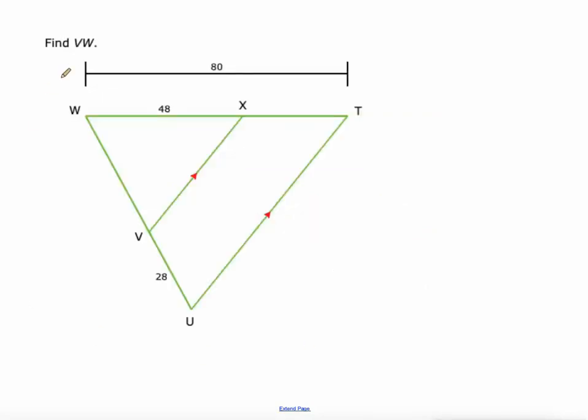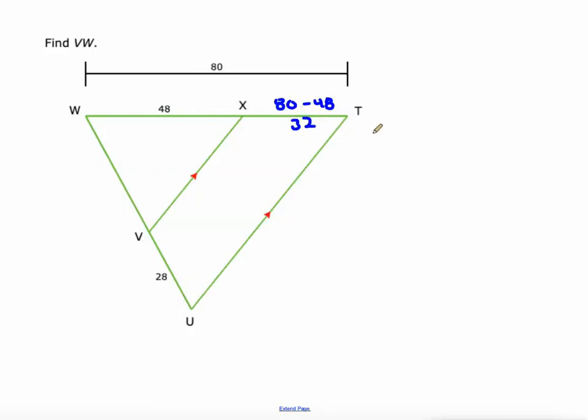One more. All right, so this time we're given an entire length of WT. We're trying to find VW. We're trying to find this right here. All right, well, how about we look at it as, well, first of all, we can very quickly figure out what XT is. It's 80 minus the 48. 80 is the whole way across, so 80 minus the 48 would just be this portion, kind of opposite of what we were doing before. So this is 32. 48 plus the 32 gives us 80.